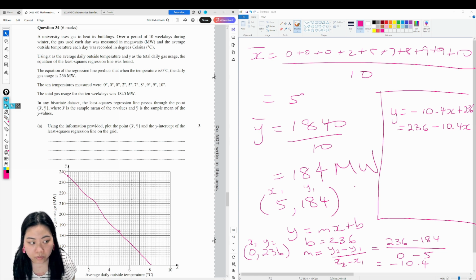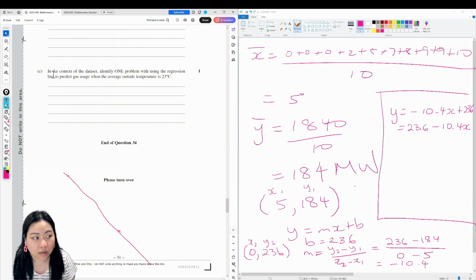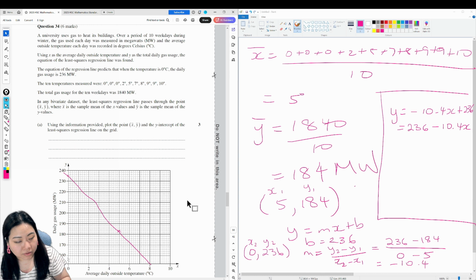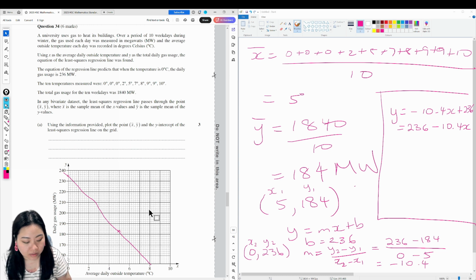And then there's one more question, C. In the context of the dataset, identify one problem with using the regression line to predict gas usage when the average outside temperature is 23 degrees. After 8 degrees, it doesn't work anymore. It's using negative gas, which doesn't make sense. So anything after 8 degrees, we can't really use this line for. So at 23 degrees outside temperature, this graph just wouldn't work for us. It's going to show negative daily gas usage, which is nonsense.